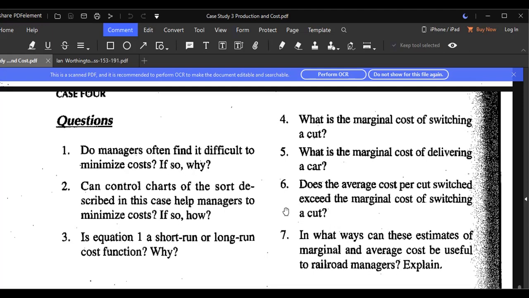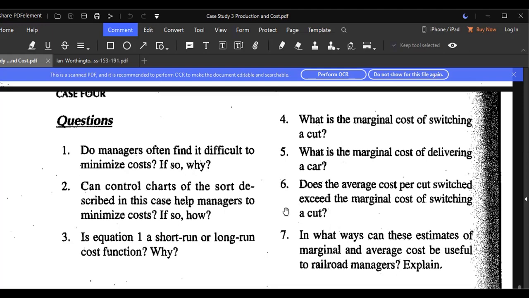Then, can control charts of the sort described in this case help managers to minimize the cost? If so, by control charts, everything is visualized. You can see where the cost is going up, which section, which times, and things like that. Then it may help. You read and you discuss it. Equations: are these short run or long run cost functions?